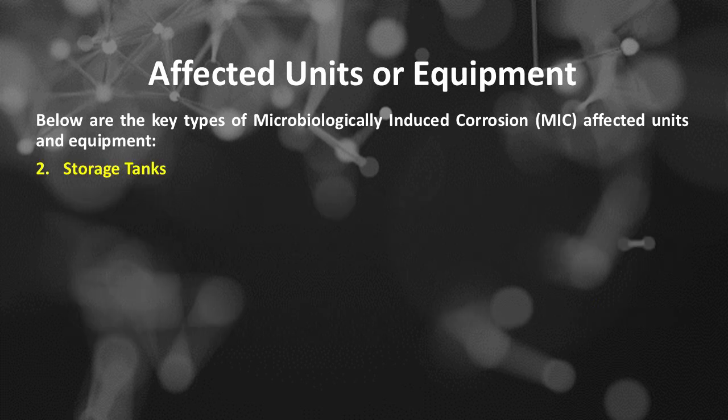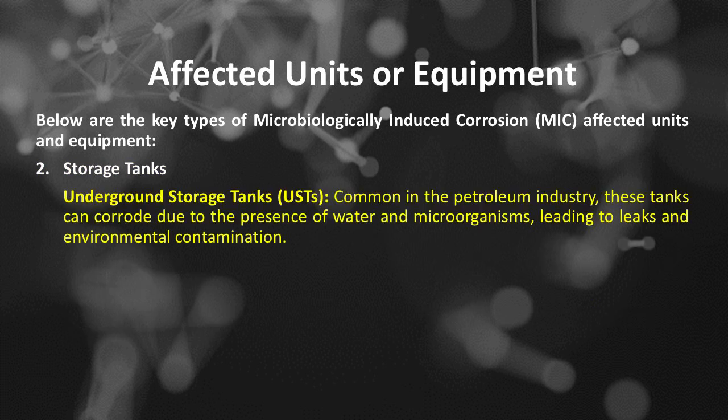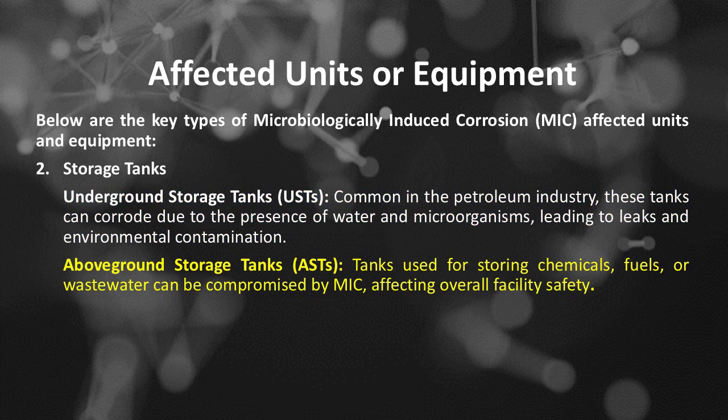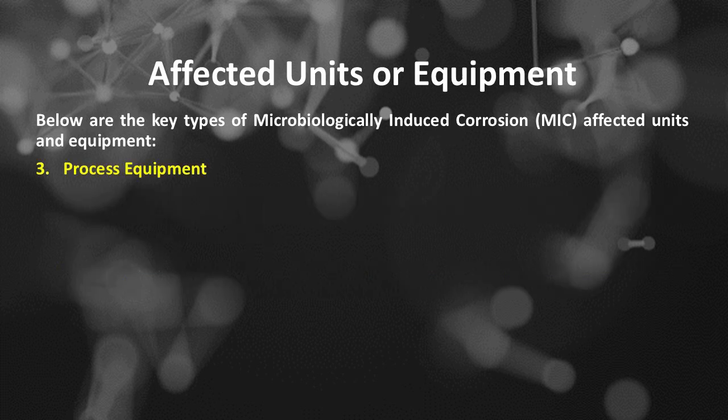Number 2 is storage tanks. Underground storage tanks, USTs, common in the petroleum industry: these tanks can corrode due to the presence of water and microorganisms, leading to leaks and environmental contamination. Above-ground storage tanks, ASTs: tanks used for storing chemicals, fuels, or wastewater can be compromised by MIC, affecting overall facility safety.